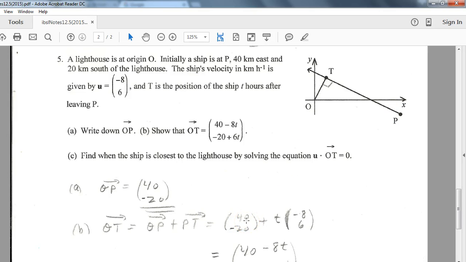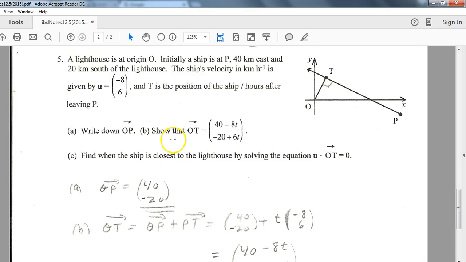That's the initial position. Then they go on to give us a velocity vector, and they're calling that vector u, but this is the velocity vector, so negative 8, 6. And you're seeing that, again, built into the equation right here in part B. That's the velocity vector for any unit of time. In part A, they're just asking us to figure out the vector for OP. That's just the initial position vector for point P. Because it's from the lighthouse, and the lighthouse is at the origin, and we went right 40 and down 20, that's why we're coming up with those numbers for the initial position for point P.